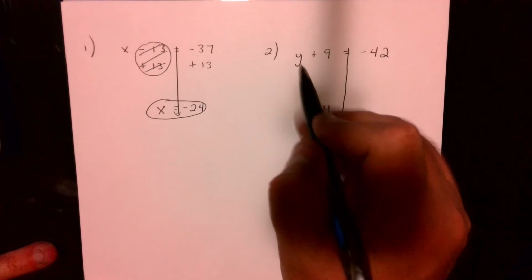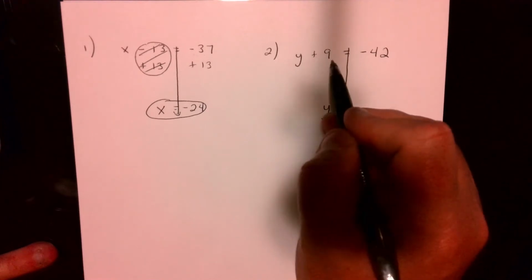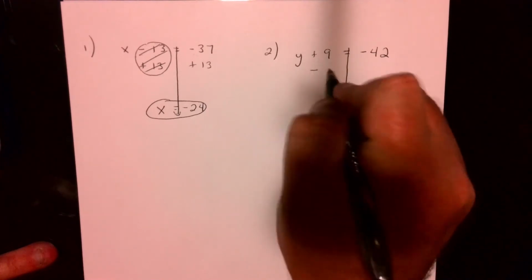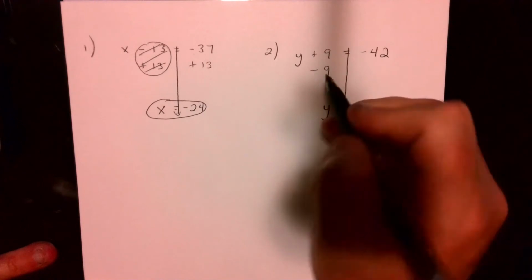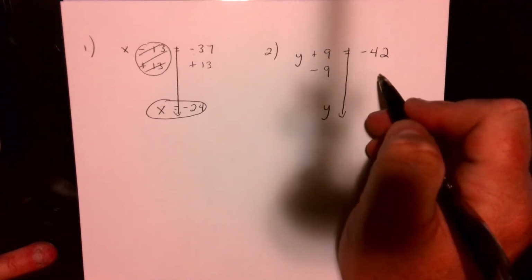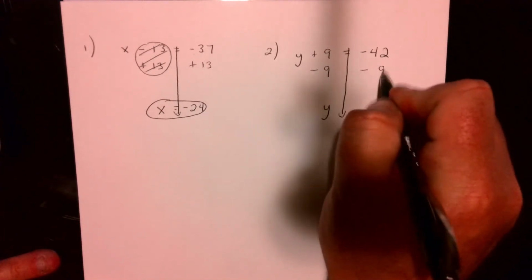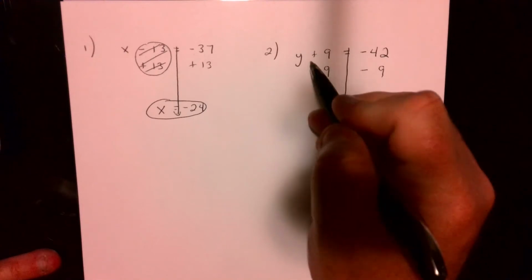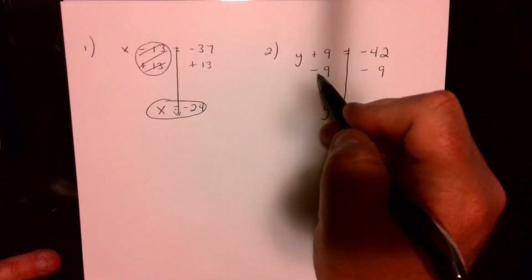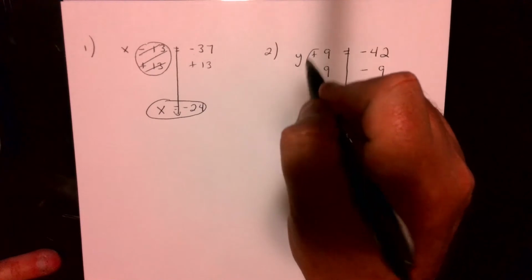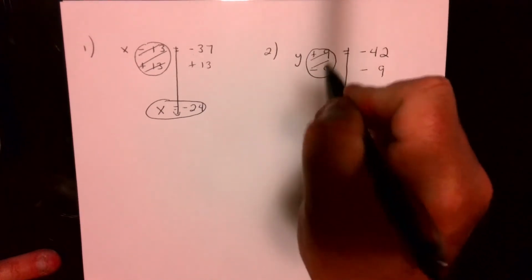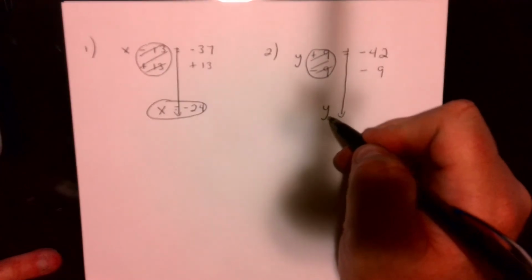If you read it to yourself, right now it says y plus 9. The opposite of adding 9 is subtracting 9. So if I take away 9 here, I'm going to take away 9 from this side. Once again, we want these to be the opposites. Positive 9 and negative 9 cancel out. They make a big 0. The only thing left on this side is y.